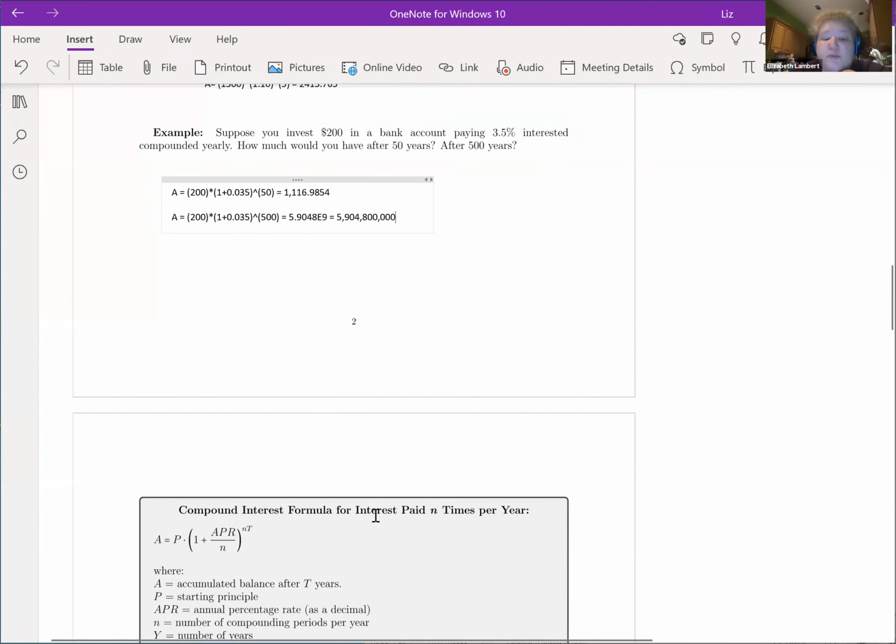Our compound interest formula paid N times per year. This they will use as a word though. So I'll pause and do that in the next video.